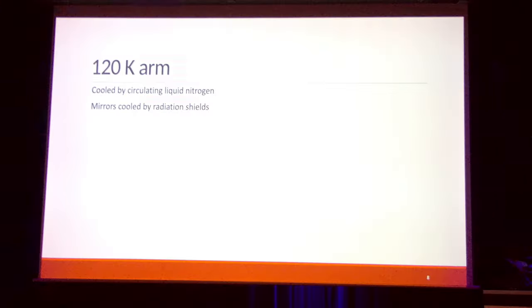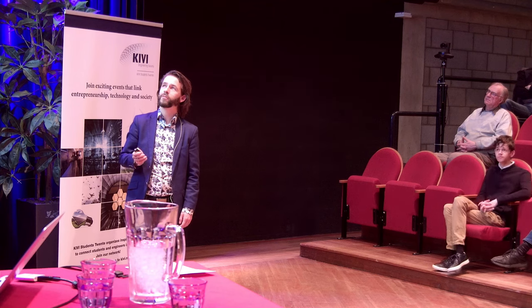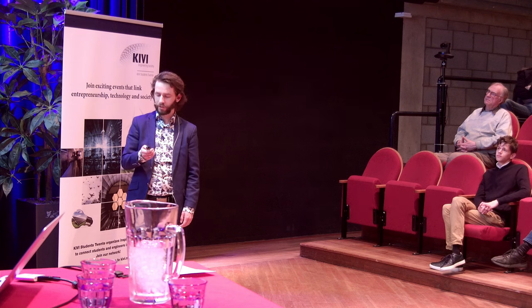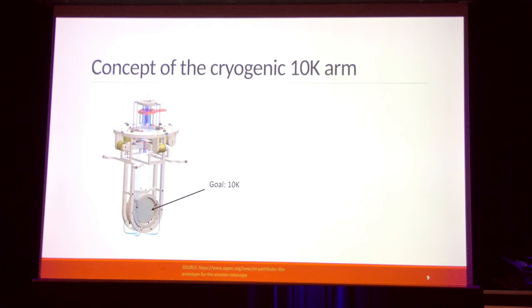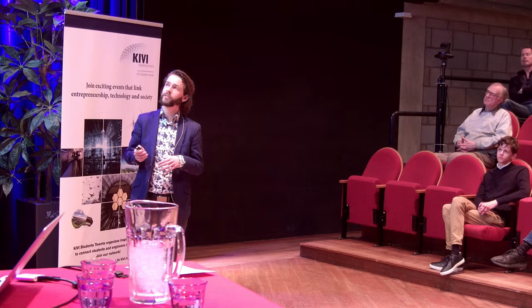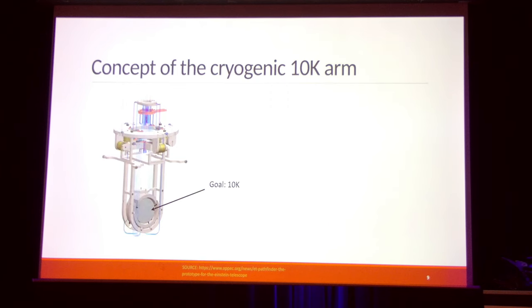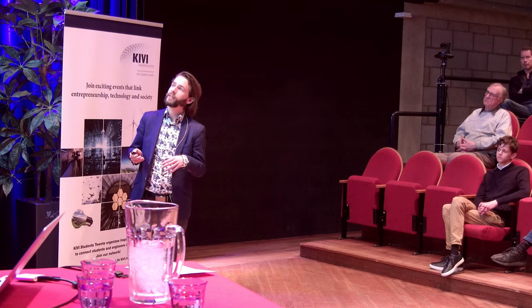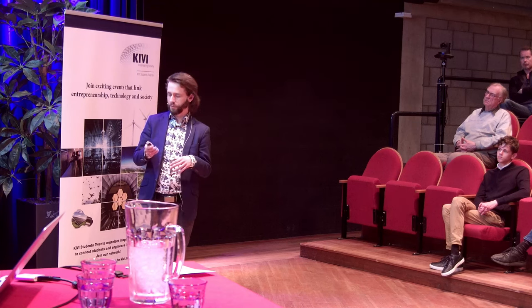The 120K arm you can cool quite easily with liquid nitrogen, which is 77 Kelvin. The mirrors are cooled by a radiation shield. I'll focus on the 10K arm, which we are also focusing on here in Twente. Here, this mirror is suspended, and here you see the mechanical insulation, which separates the vibrations from the surroundings to the mirror. And this is the mirror. We want to cool this down to 10 Kelvin.